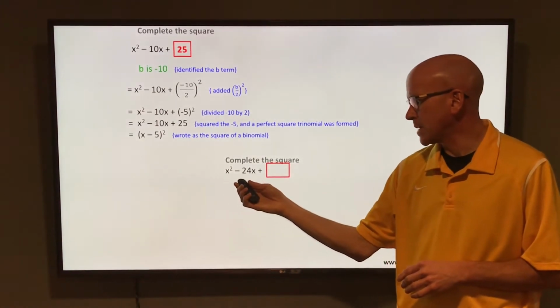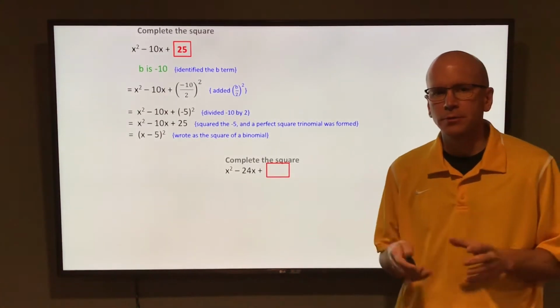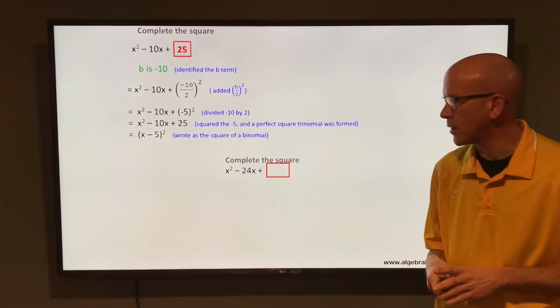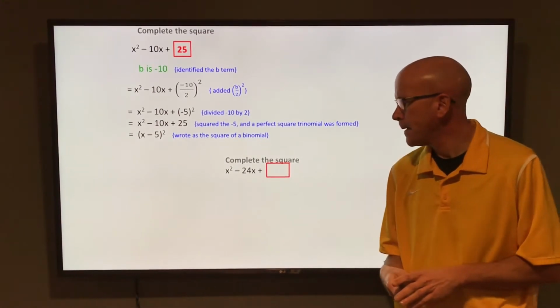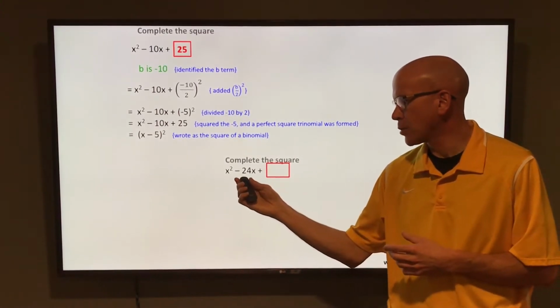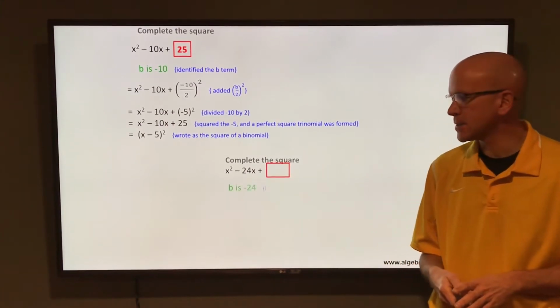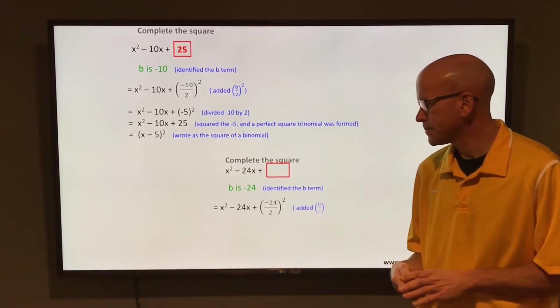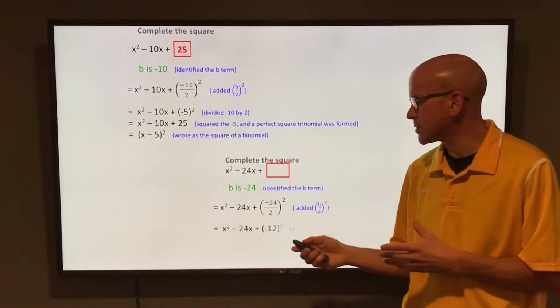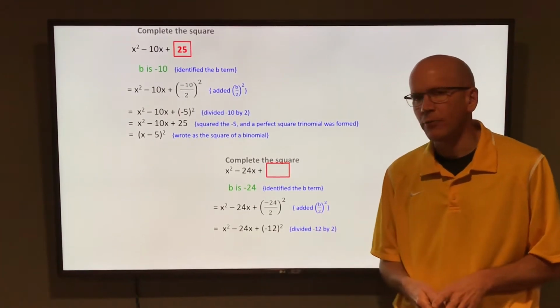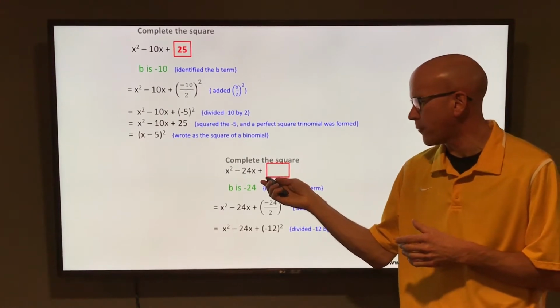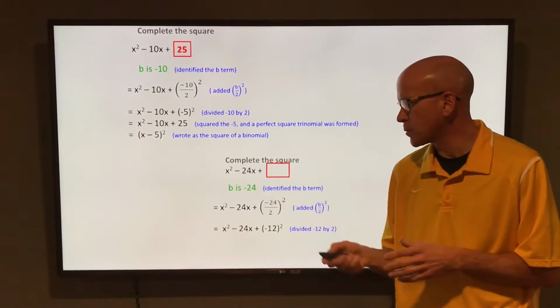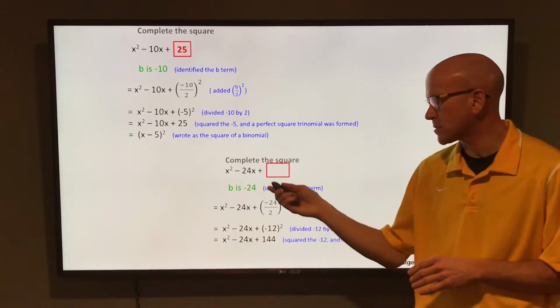For this x squared minus 24x, we're going to take those two terms and make that into a perfect square trinomial. We're going to complete the square. So to do that, take half of the coefficient of x. The coefficient of x is negative 24. If you take half of that, that is negative 12. Then if you square that negative 12, that will be 144. So we're going to add 144 on, and that's going to complete the square. That's going to make that into a perfect square trinomial.